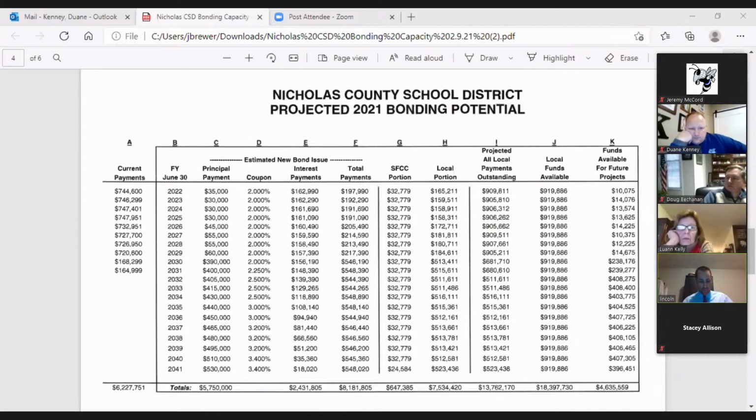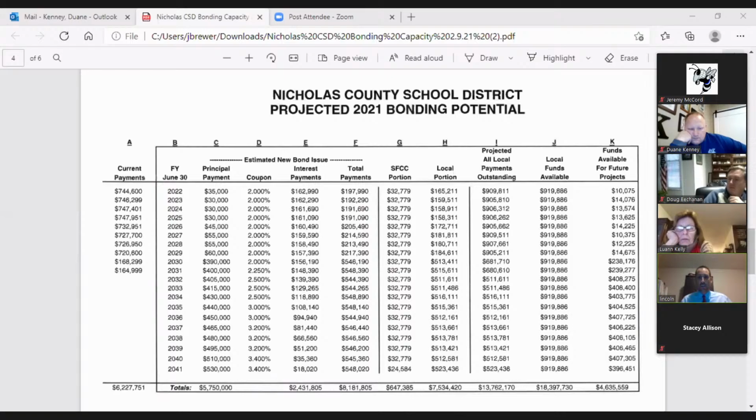So this is a hypothetical. First, let me back up and say all these revenue sources are very heavily restricted for building fund purposes. So it's important to make that distinction that I'm pointing out in column C at the very bottom. Column C represents principal amounts on a hypothetical $5,750,000 bond issue. Well, it can be a little misleading.